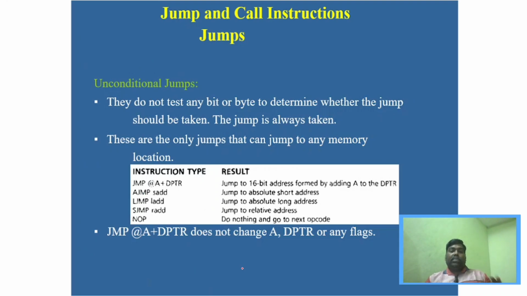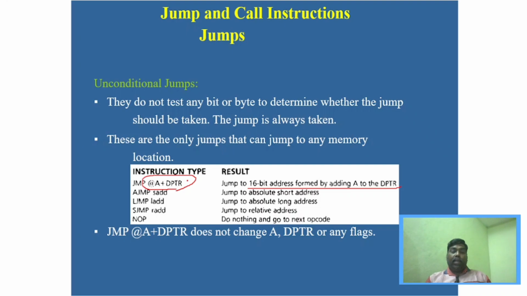Unconditional jump is, you don't have to worry about any conditions. It will just jump to the given address or given location. That is why it is called unconditional jump. You can see here it will jump to this address. Here in this particular instruction we have to calculate the address. This instruction will jump to an address calculated by adding the accumulator value and the DPTR value.